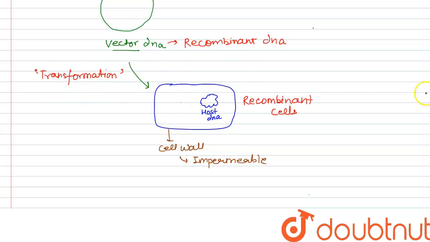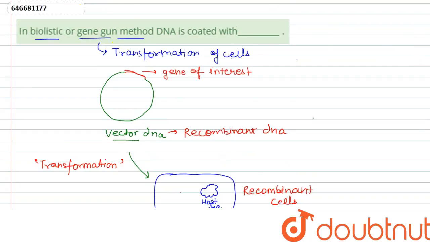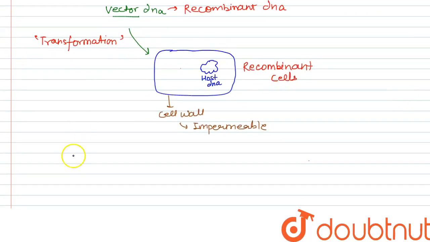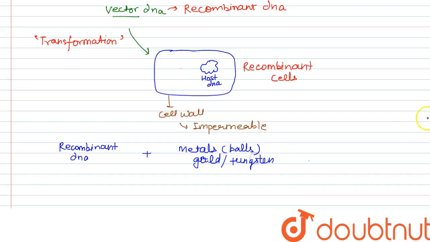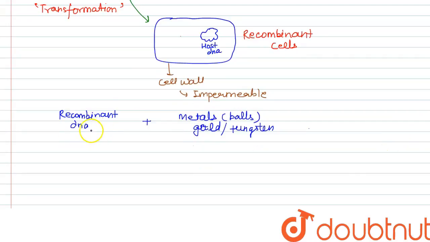There are various methods of transformation and this gene gun method is also one of those transformation methods. Here what we do is we take our recombinant DNA, our vector DNA, and we mix it with metals which are in the shape of balls, and those metals are either gold or tungsten. So very micro-sized balls are coated with our negatively charged recombinant DNA, and these metallic balls are bombarded onto our target cell. Which is our target cell here? This host cell is our target cell here.